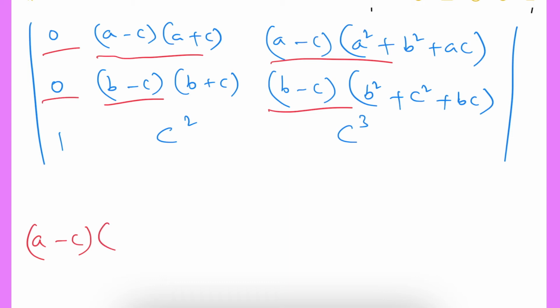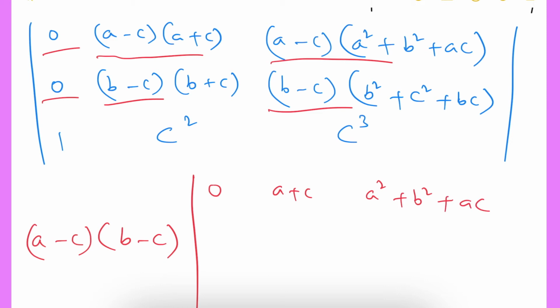So from the second row, I am taking b minus c common. Okay, now let us write the remaining then. 0 as usual. Here a minus c completed, then we remain with a plus c. No need of brackets, I think. Okay, next here a minus c completed, then remains with a square plus b square plus ac.